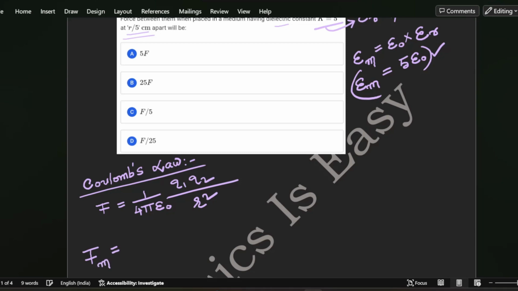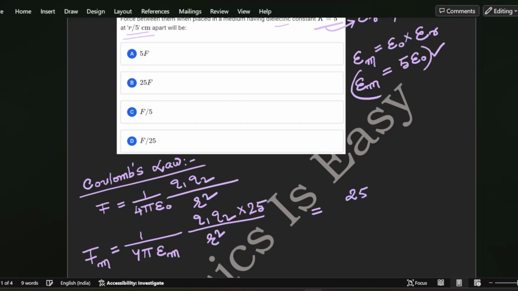Now for the particular medium and for the second case, we have 1 by 4 pi, and this will become epsilon m. The charges will remain the same, q1 and q2, but the distance between the two charges has now become r by 5. So just squaring it, you will get r square by 25. So 25 is in the denominator and it will go straight away, it's 1 by 1 by 25, so it will go above, as you know, in the numerator.